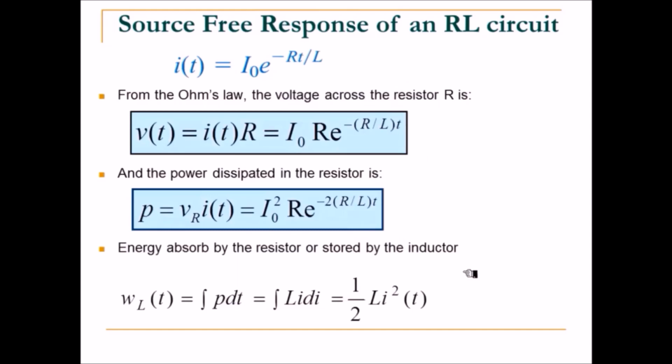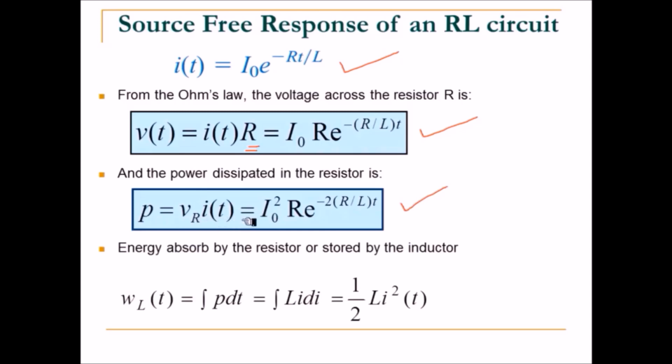So for a source-free RL circuit, we have seen that the current i of t is equal to I0 into e power minus Rt by L. By applying Ohm's law, we can calculate the voltage across the resistor. So voltage across the resistor is equal to R into i of t, and this is equal to I0 R into e power minus Rt divided by L. Also, you can use the same current equation to calculate the power in the resistor.